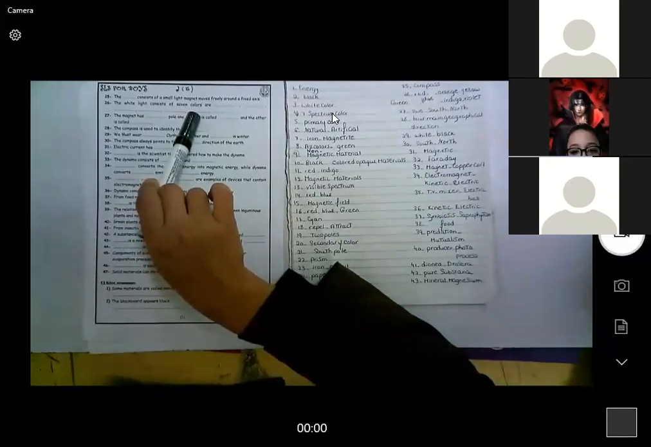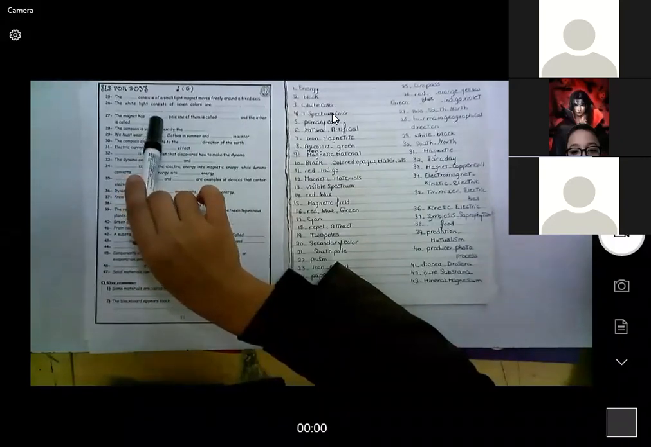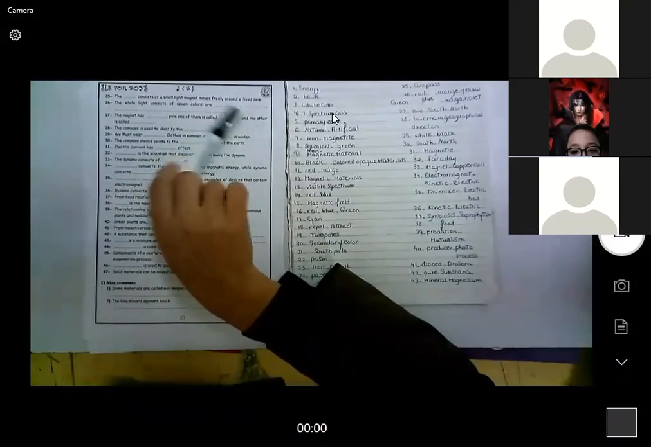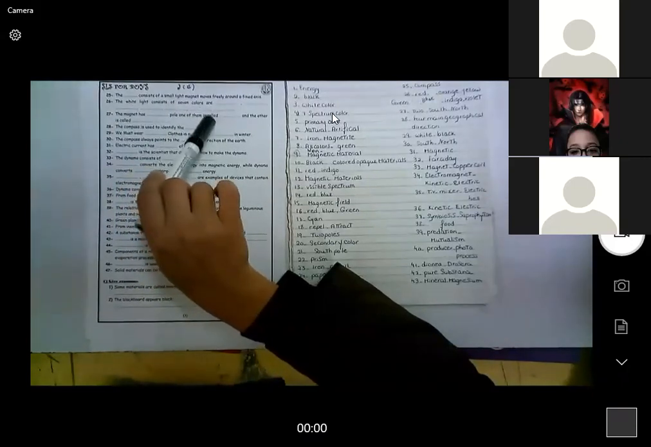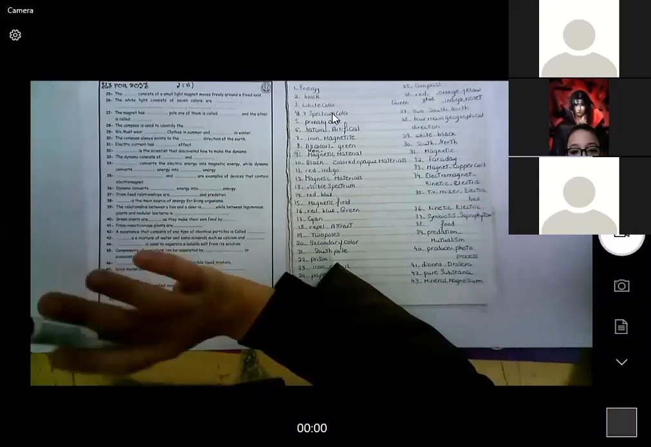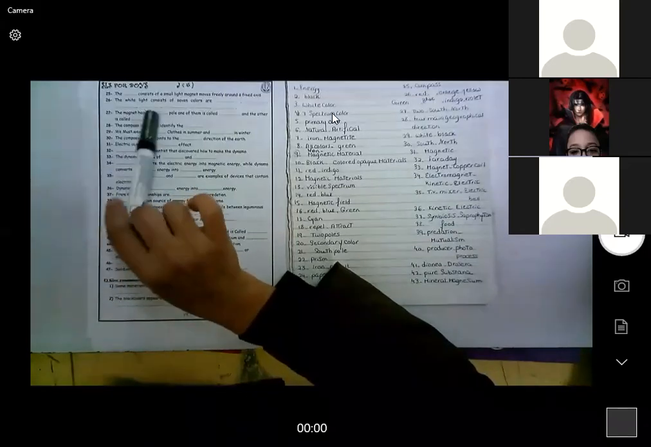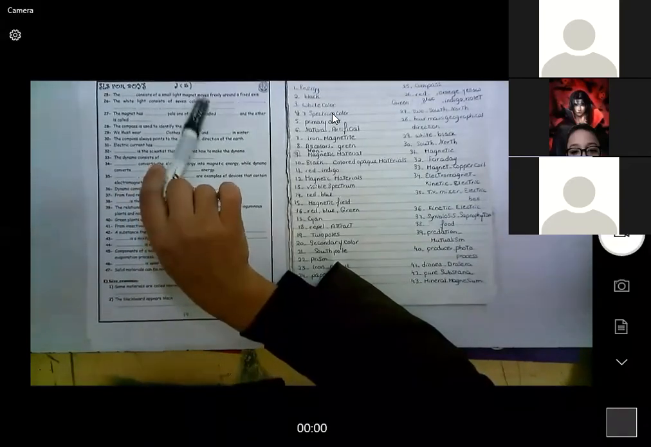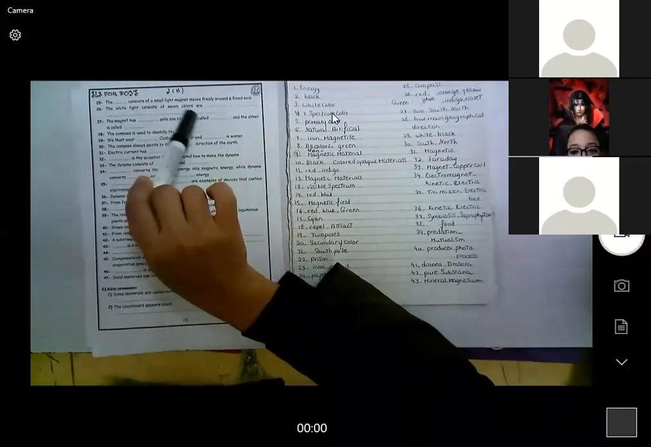The white light consists of 7 colors, which you have to write in order. You have to write the lights in order. Number 1, red, orange, yellow, green, blue, indigo, violet. If you get confused and write one before another, it's wrong. You will lose marks. You have to write in order.